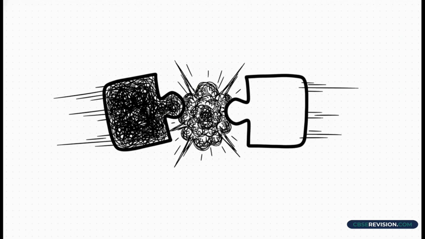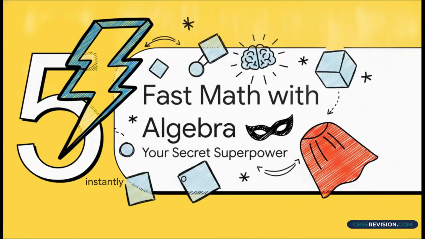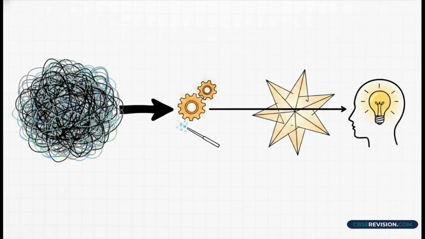This is often called identity 1c, and it is incredibly useful because it takes a very long problem and makes it super short. Which brings us to Section 5, Fast Math with Algebra. This is your secret superpower. I promised I would teach you a secret superpower, didn't I? Well, here it is. Algebra isn't just a bunch of random letters on a page. It's actually a tool that lets you look at really difficult number problems and solve them instantly in your head.